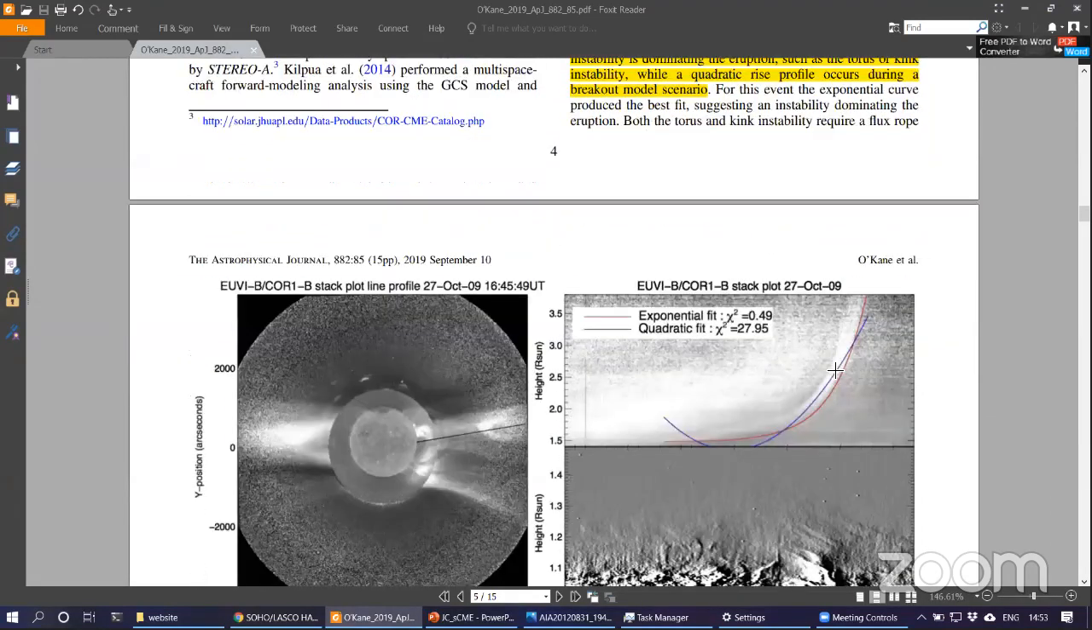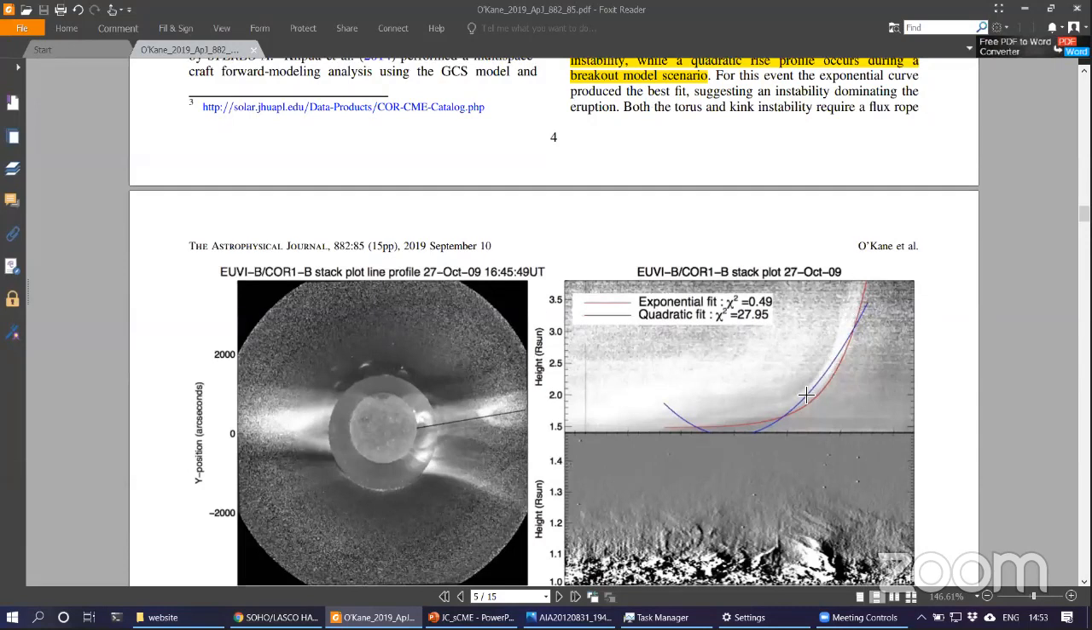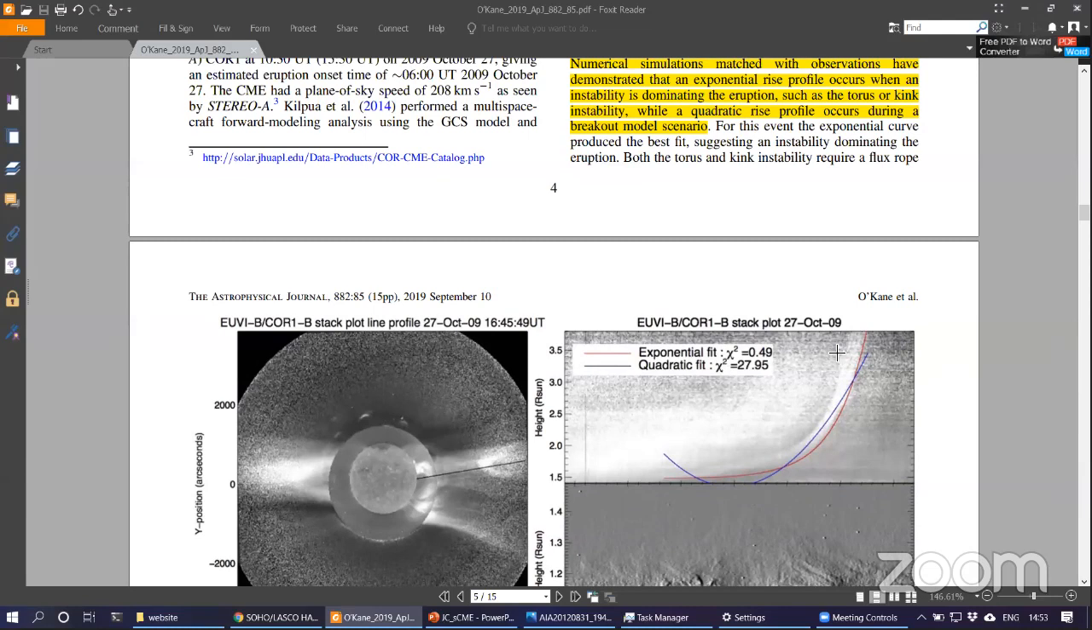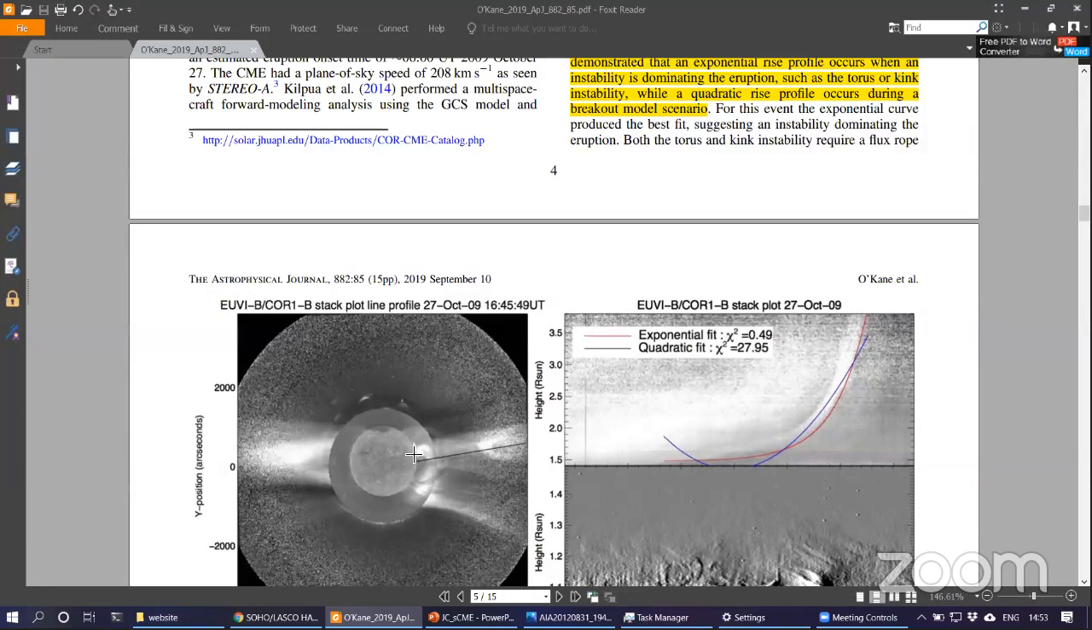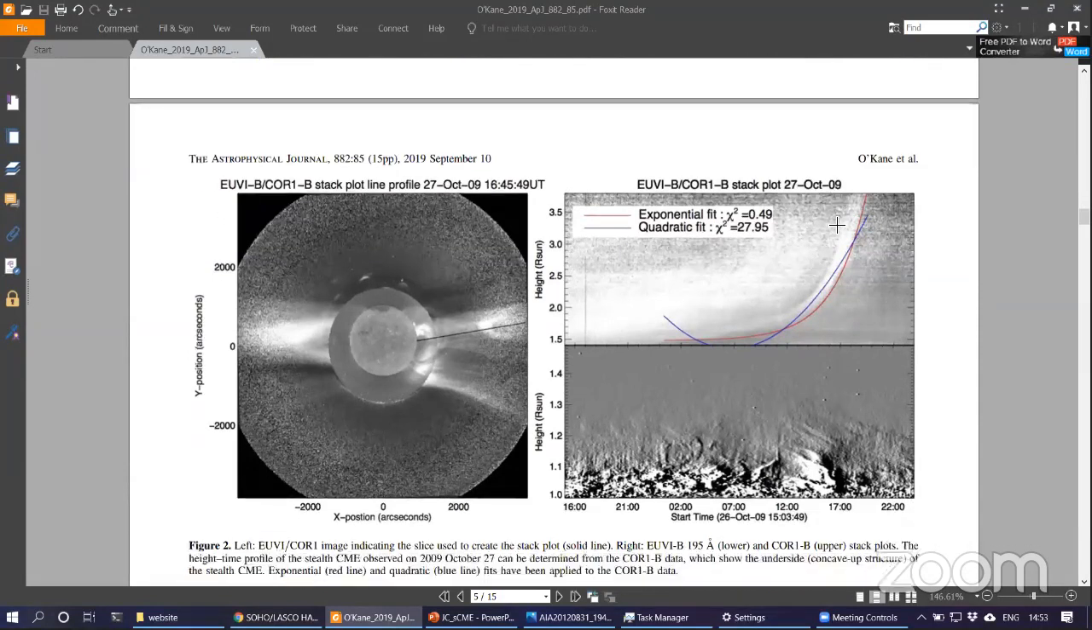Since it is concluded that the exponential one fits better, they have suggested that this eruption belongs to the first category, and there will be either torus or kink instability. But because we do not have any observation of their source location, it's difficult to say which is actually present.